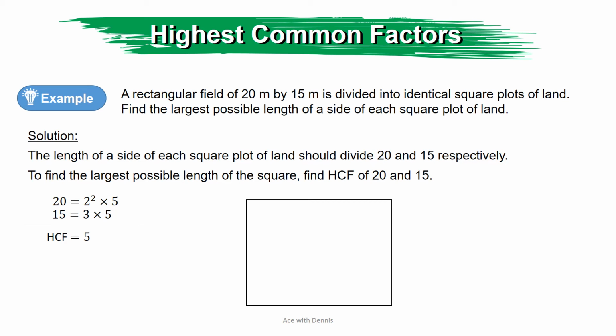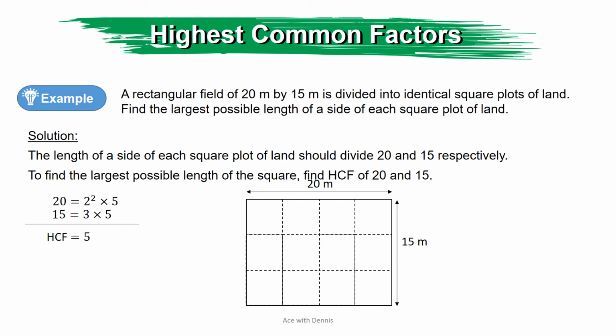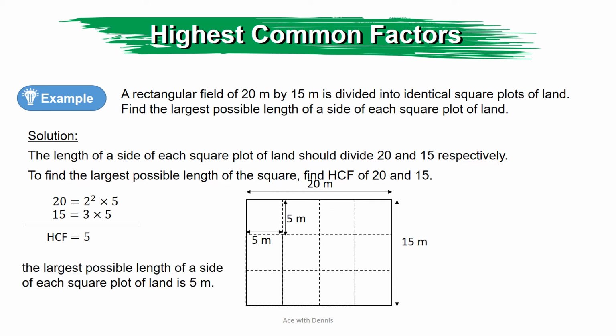To illustrate, let's look at this diagram. This is the plot of land with the length of 20 meters and the width of 15 meters. And it can be divided into identical squares with sides of 5 meters. Hence, the largest possible length of a side of each square plot of land is 5 meters.